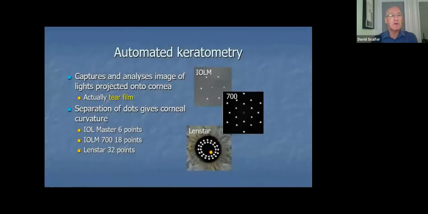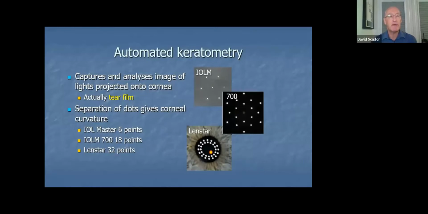So automated keratometry works by projecting images of lights onto the cornea and then photographing them. Now it makes the point there, actually what you're projecting it onto is the tear film, and as I said last week, that causes problems because if you've got a patient with dry eyes or an unstable tear film, every time they blink you will get a different reading. So you need to stabilise that tear film first.